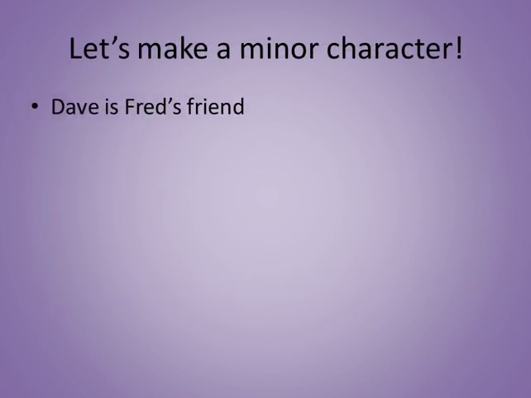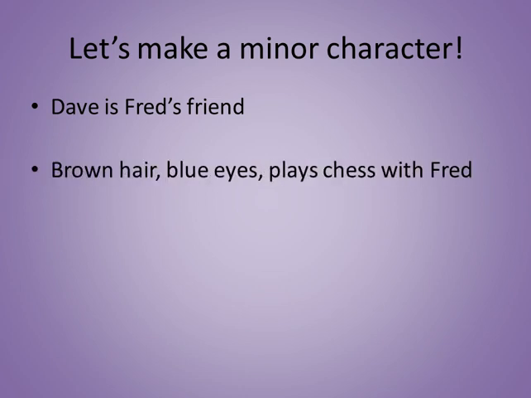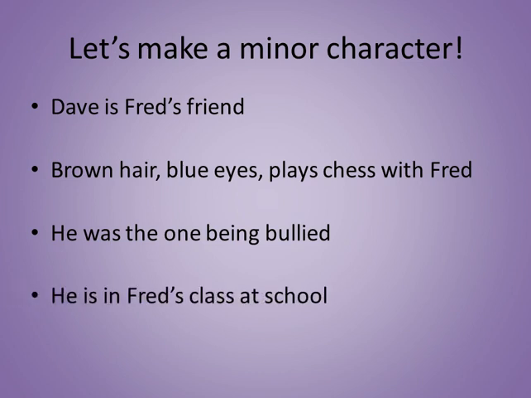Let's make a minor character. Dave is Fred's friend. He has brown hair, blue eyes, he plays chess with Fred. He was the one being bullied, and he's in Fred's class at school. Now I want to give Dave some kind of unique feature that helps us remember him. So maybe he likes to pick his nose. Again, maybe that led to why he was being bullied. Okay, maybe he was caught picking his nose. So we don't need nearly as many details. We don't need to discuss how he changes over time. We just want to have something really quick and easily accessible that talks about Dave.